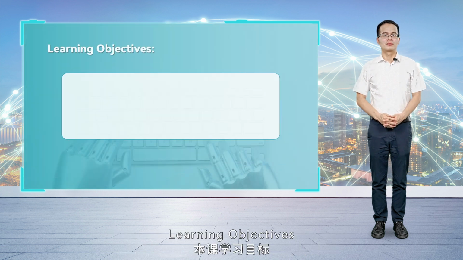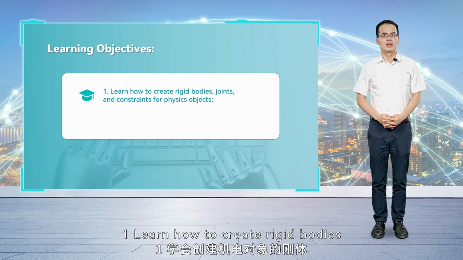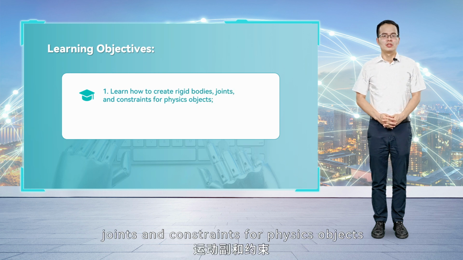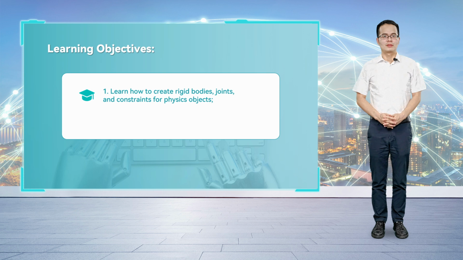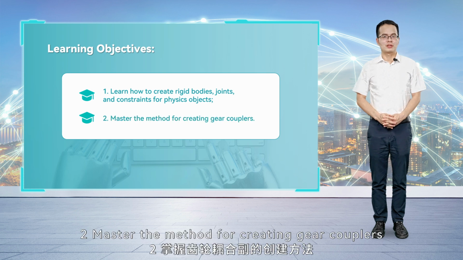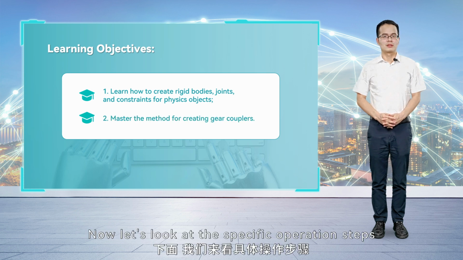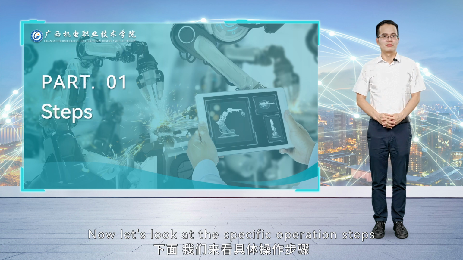Learning objectives. 1. Learn how to create rigid bodies, joints, and constraints for physics objects. 2. Master the method for creating gear couplers. Now, let's look at the specific operation steps.